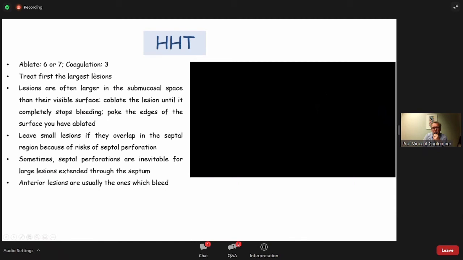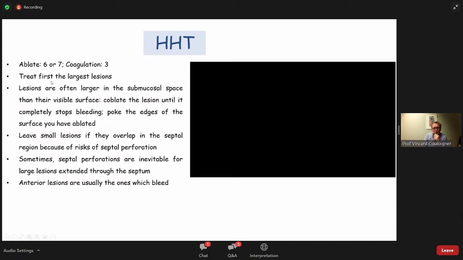He sets the ablate intensity at 6 or 7 and the coagulation level at 3. So he also uses the ProCise EZ View, or you can also use the Halo system with a WEREWOLF controller, and the coagulation is at level 3.